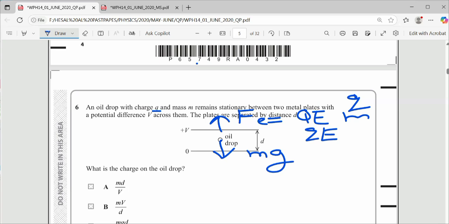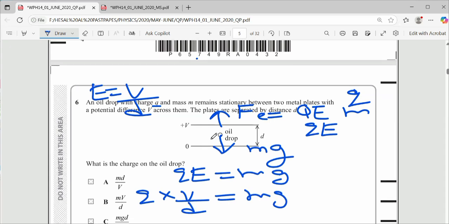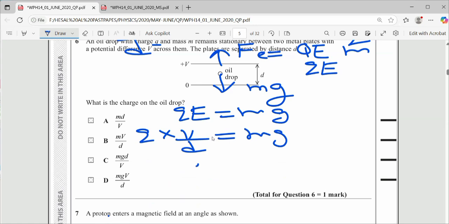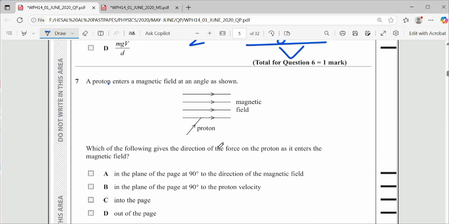As this net force is 0, what can we get from there? These two forces are equal to each other. Accordingly, QE equals mg. What about E? I can substitute here. We know E equals V over d. d is the distance here. QV over d equals mg. The question is asking about charge here. While keeping this, I'll bring the others to the other side. Q equals mgd over V, which gives that answer by C. Now let's move to question number 7.